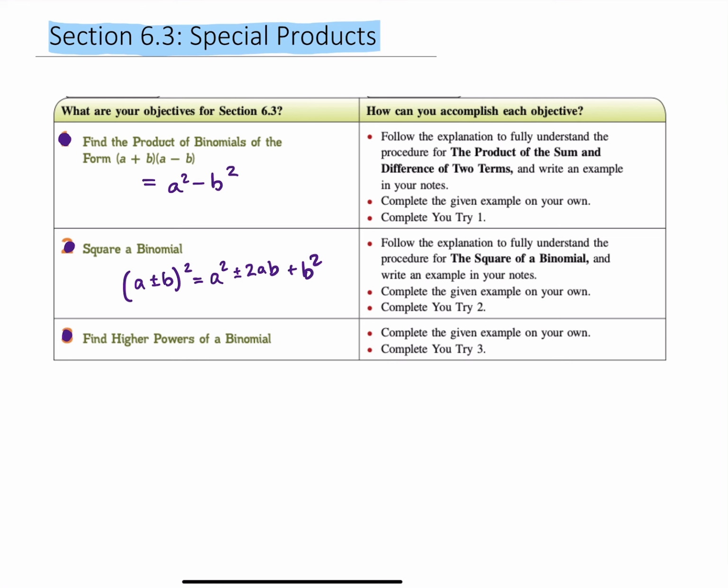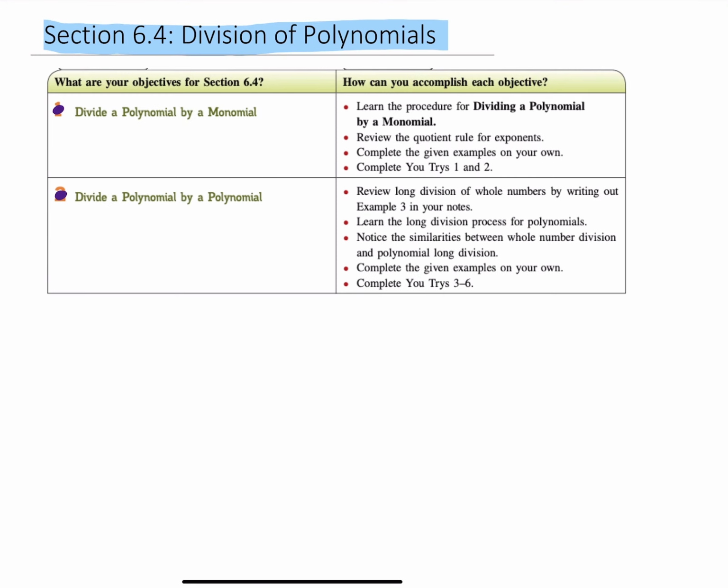All right, so we've found the wrong section here. That was our previous one. So we divided a polynomial by a monomial, and then a polynomial by another polynomial.